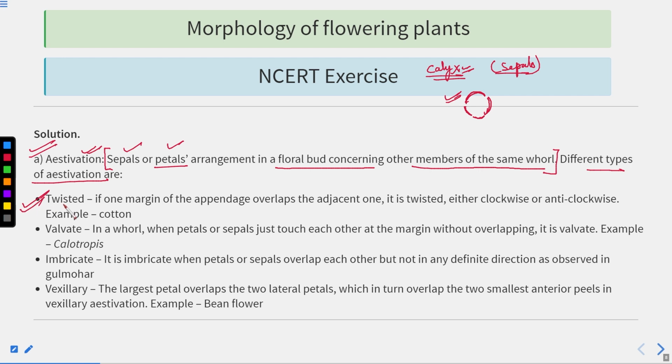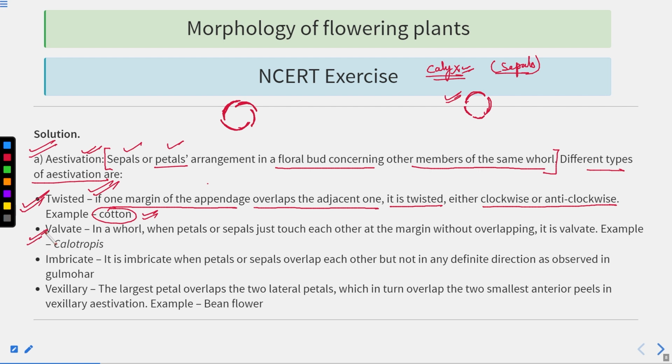The first one is the twisted. If one margin of the appendage overlaps the adjacent one, it is twisted, either clockwise or anti-clockwise. The best example is cotton. It means the margin of one appendage is overlapping with the next one, and this is overlapping with the next one, and this with the next one, like this. This type of estivation is called twisted estivation, and the example is cotton.